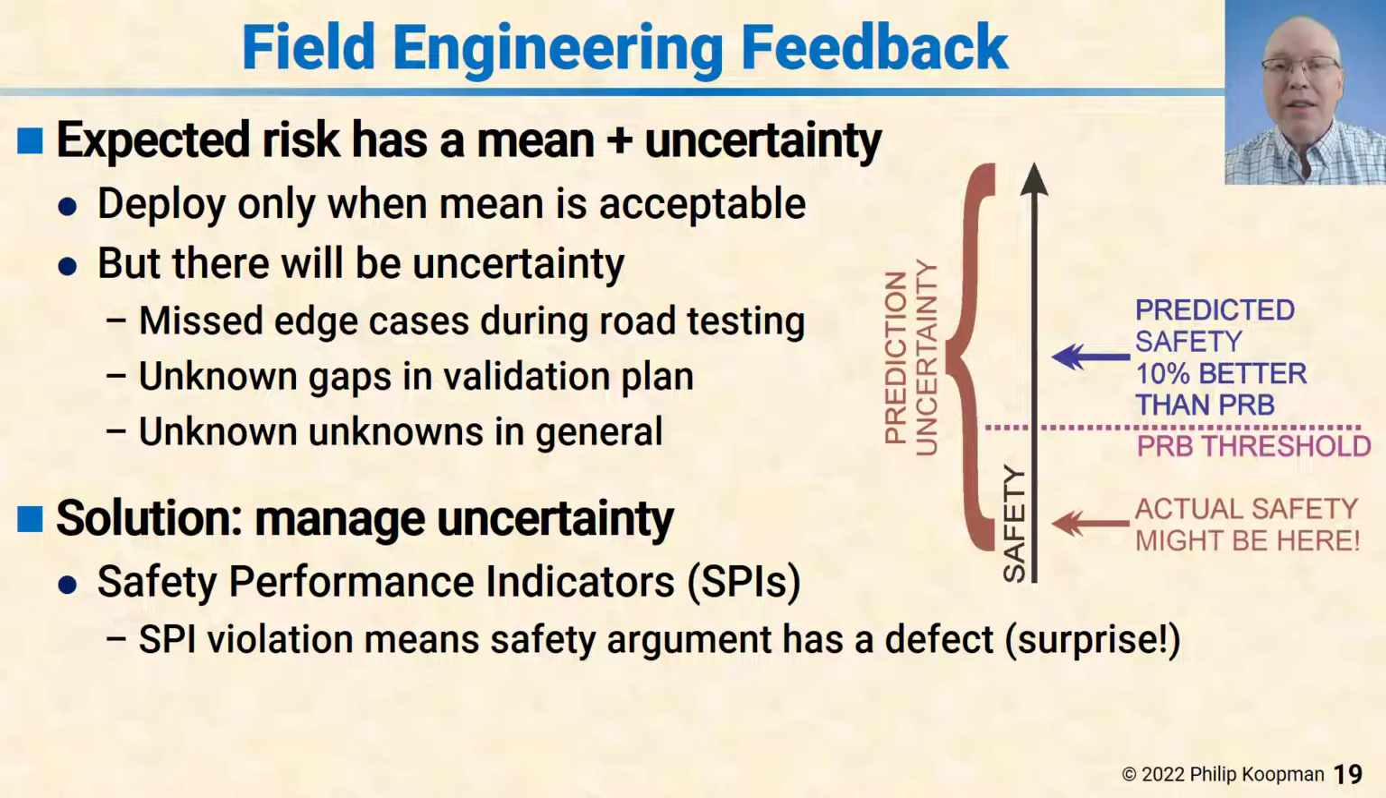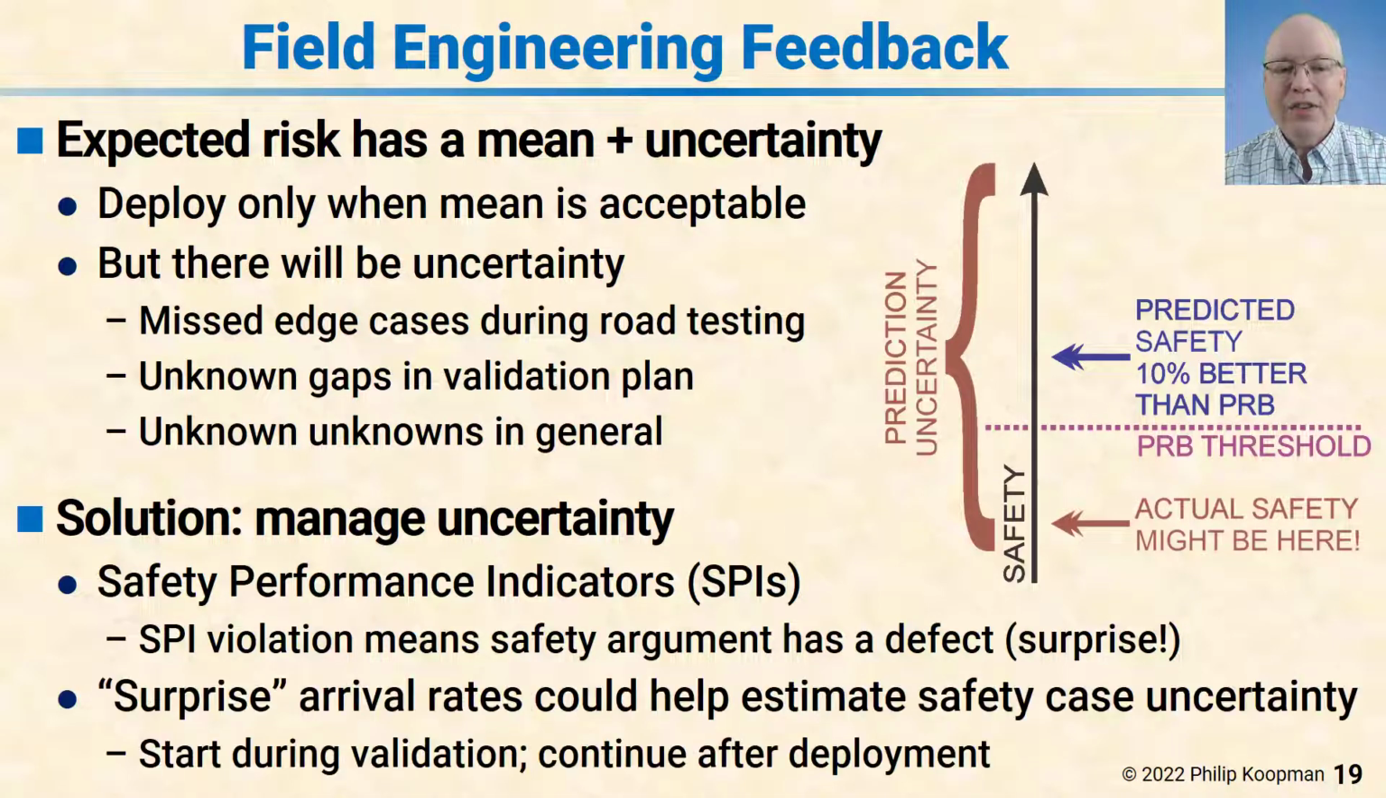I would say that the most promising technique that I know of is safety performance indicators, which are a way of not only measuring the safety of the vehicle, but the validity, the integrity of the safety case itself. If you look at surprise arrival rates and you're going out there, you're on the road testing, and you're getting surprised every mile, oh, we didn't think of this, we didn't think of this, it's hard to say that your predicted safety is fine because you keep getting surprised.